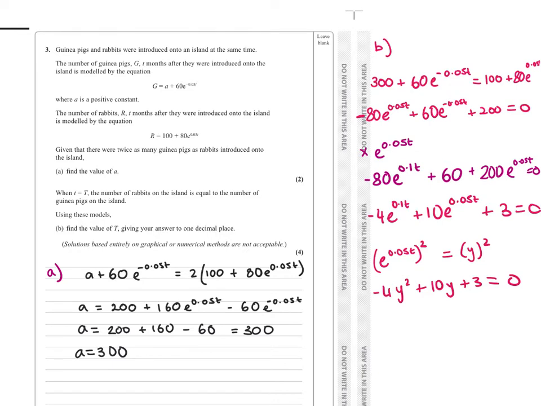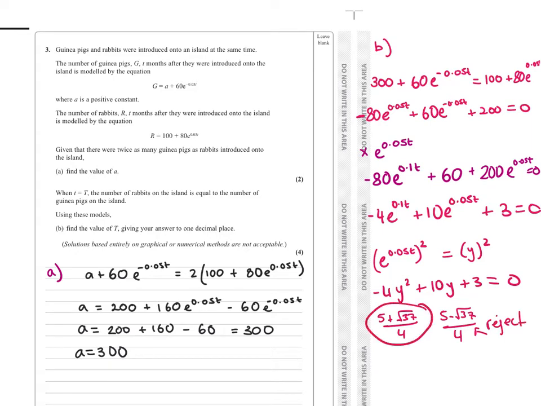Okay, so we have two answers when we solve this using the quadratic equation: 5 plus root 37 over 4, which is roughly 2.77, and 5 minus root 37 over 4, which is a negative number. Now, we can't really have e to the power of something give us a negative number. We're talking about population growth, aren't we? So we're going to reject this one. I'm going to focus on this number here.